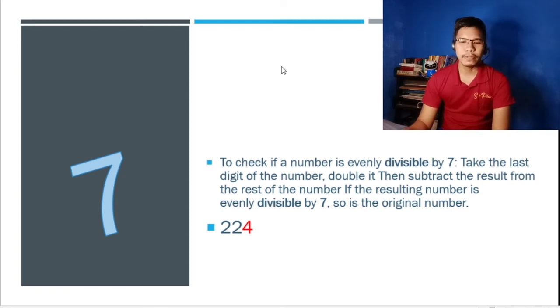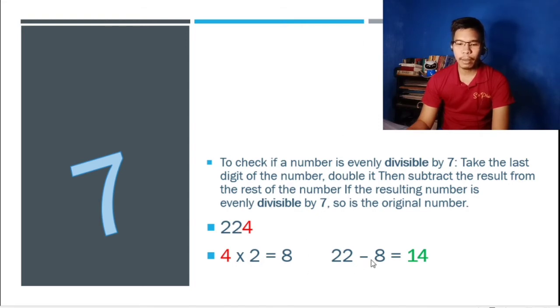224. So we're going to take its last digit, which is 4, and then we double it, or multiply it by 2. So 4 times 2 is equal to 8. After that, we're going to subtract the result, which is 8, from the remaining numbers, which is 22. So that is now 22 minus the result of multiplying the last digit by 2. So that is 22 minus 8, which is equal to 14.